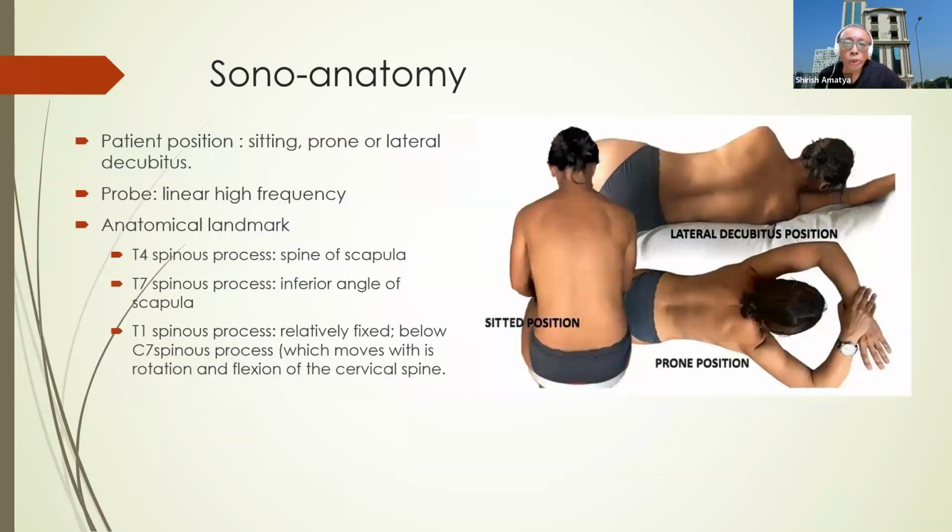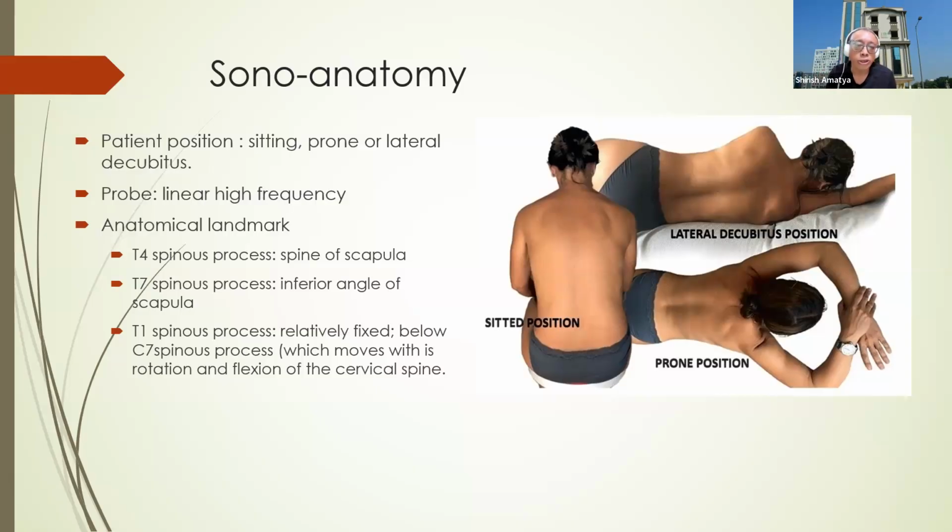So regarding the sonoanatomy, the position of the patient can be sitting, prone, or lateral decubitus. We usually choose a high frequency linear probe to block the intercostal nerve, and the desired intercostal nerve level has to be found out. You can determine the level of the intercostal nerve to be blocked by using various anatomical landmarks. For example, you can use the spine of scapula level, which indicates the spinous process of the thoracic fourth vertebra.